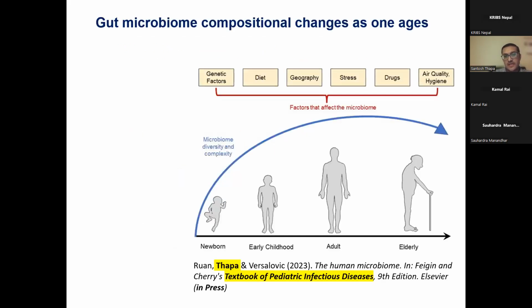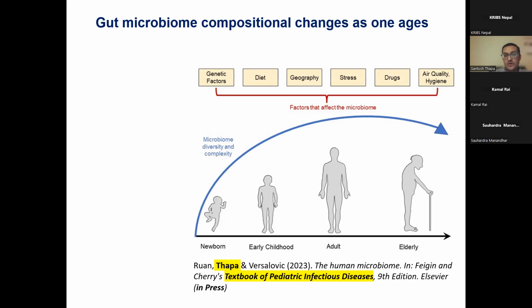This is a figure from our upcoming book chapter, showing how the microbiome develops from newborn to early childhood, and when you become mature or elderly, and how it is shaped in different ways. Microbiome diversity and complexity reach their climax when you're an adult, and start decreasing when you become elderly. There are multiple factors that can influence the microbiome.